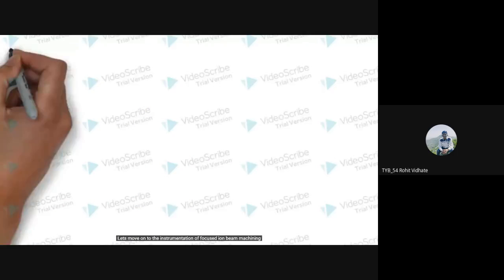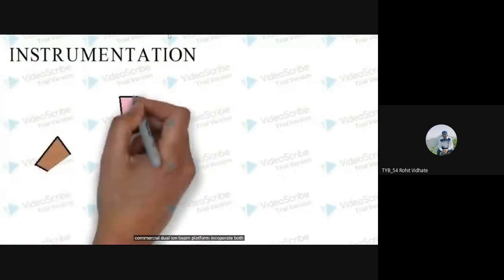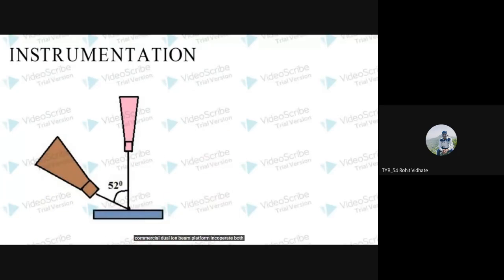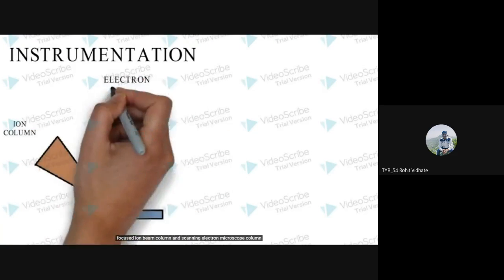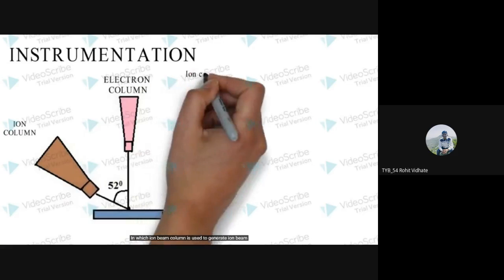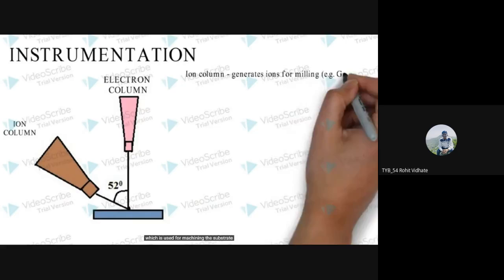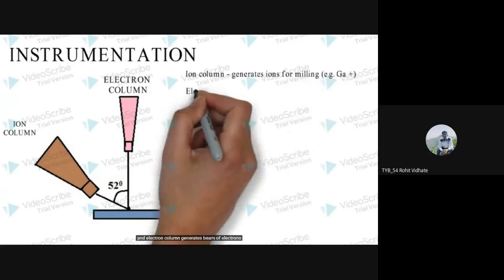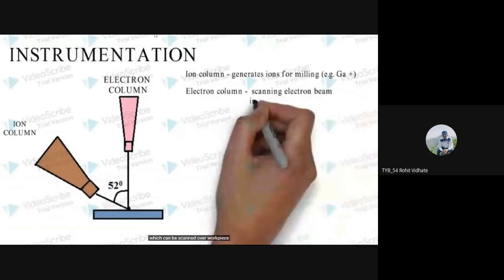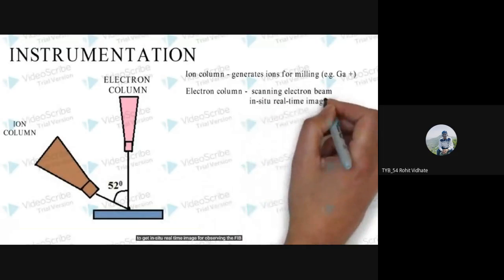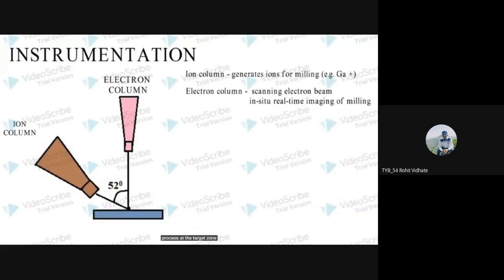Let's move on to the instrumentation of focused ion beam machining. Commercial dual beam platforms incorporate both a focused ion beam column and a scanning electron microscope column, in which the ion beam column is used to generate the ion beam, which is used for machining the substrate or workpiece, and the electron column generates a beam of electrons which can be scanned over the workpiece to get an in situ real-time image for observing the FIB process at the target zone.